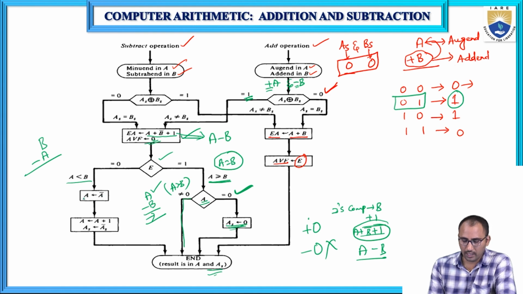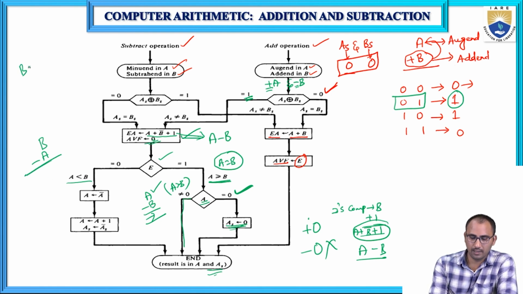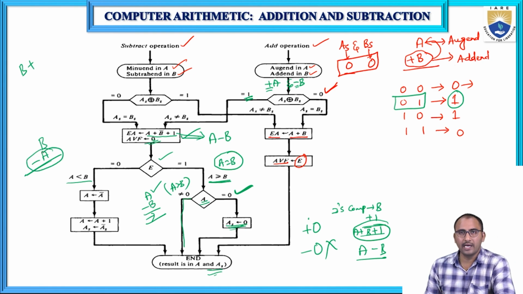So A bar will be loaded into A. A bar means it is complemented. Next, A plus B. Here we are performing B minus A. So how can we perform B minus A? B plus minus A. How are we representing negative numbers? Negative numbers are represented in 2's complement, signed 2's complement form. What is the 2's complement form of this minus A?